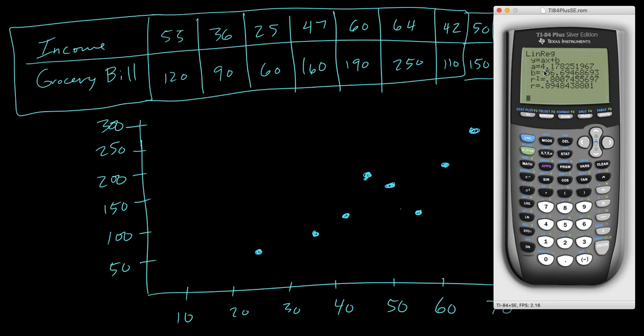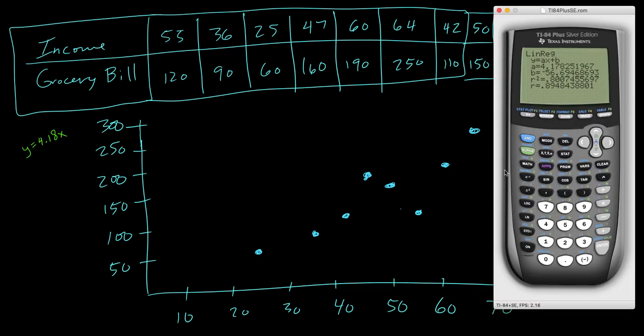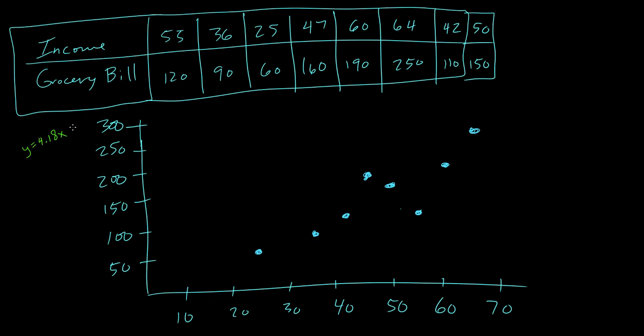And so our slope is 4.18. So y, and then our y-intercept was the b, which is negative 56.7. So we say minus 56.7. Okay, so part B asked us to do that.